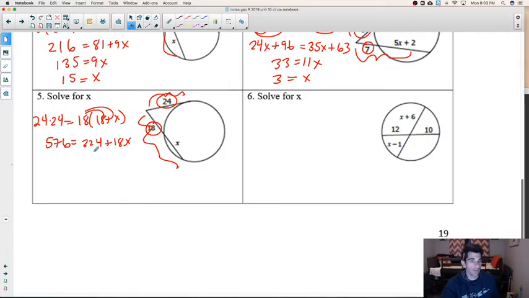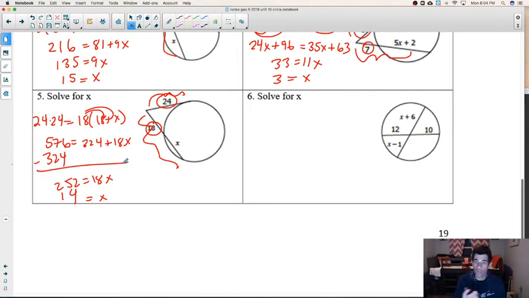18 times x. Subtract your 324 from both sides. You're going to end up with 252. And your final answer is going to be 14. All right, so there you go. So that's kind of your basic questions on those intersecting secants, chords, tangents, whatever the case might be, and finding their actual lengths. So we're going to try number 6 right here. It's that easier one with a twist to it.